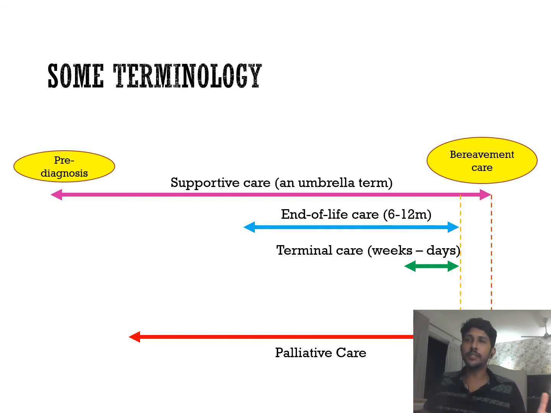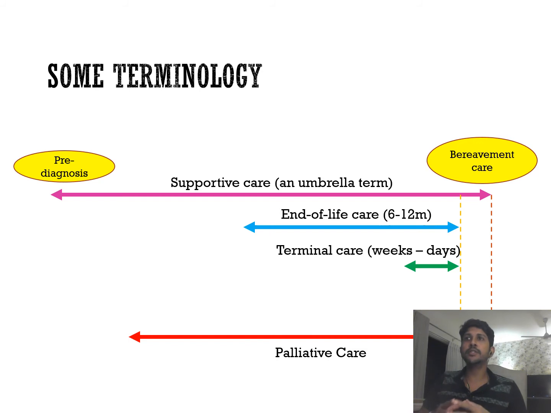Supportive care is an all-encompassing term that ranges from pre-diagnosis of maybe a cancer or a life-limiting illness up until the provision of bereavement care. So it is an umbrella term that includes all aspects of support that you provide as clinicians to the patients and their families. And then there is end-of-life care.